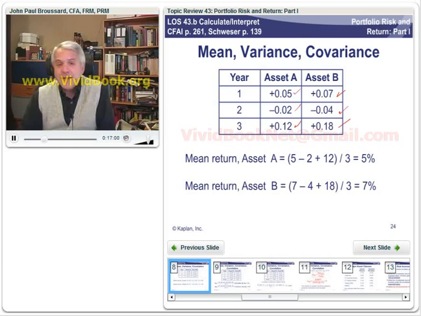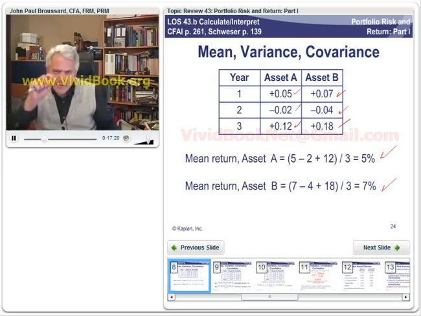Generally speaking, when we do these calculations from a performance perspective, we do it in an arithmetic perspective. That's nothing other than summing up each period's returns, and then dividing by how many periods we have. So in this case, the average return for asset A is 5%. The average return for asset B is 7%.